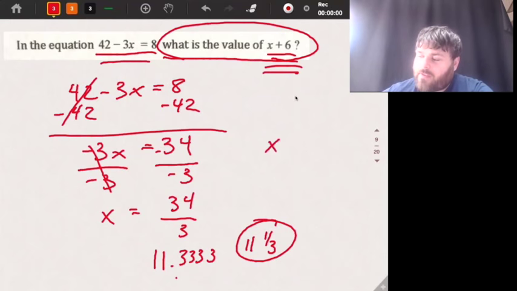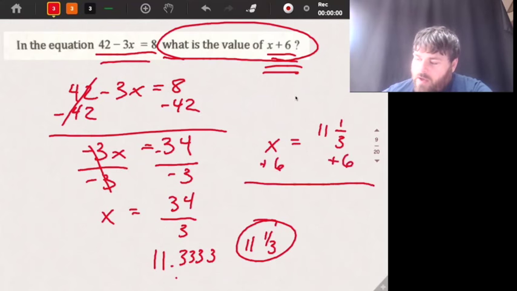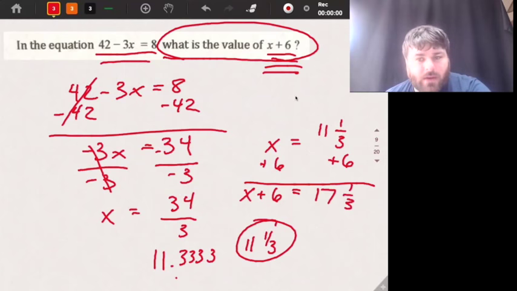So if x is equal to 11 and 1/3, go ahead and modify this equation, right? Add 6 to both sides. What is that going to make the left side? That's going to make it x plus 6, which will equal 17 and 1/3. X plus 6 is equal to 17 and 1/3. So 17 and 1/3 is the answer you should choose.